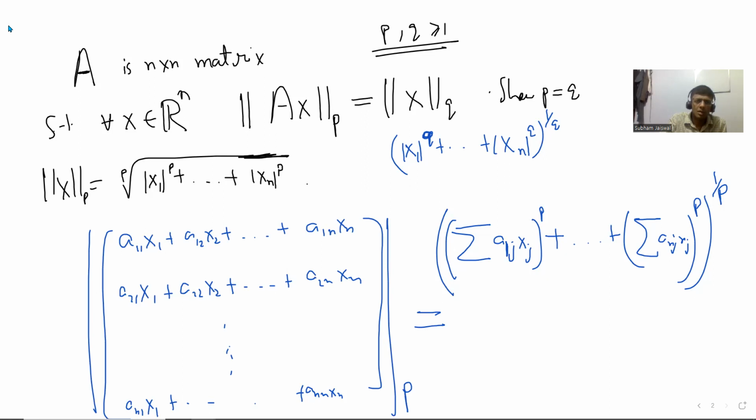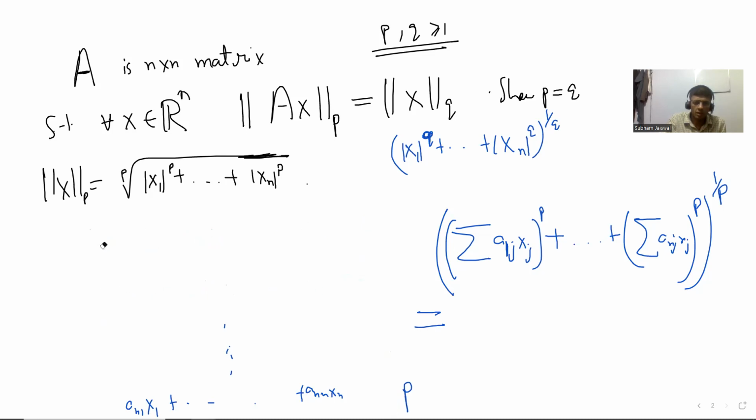So maybe I will erase this. It's not very useful, I suppose. Basically, if this is equal to this for all x_i's, then in fact p becomes equal to q. That's what we have to prove.